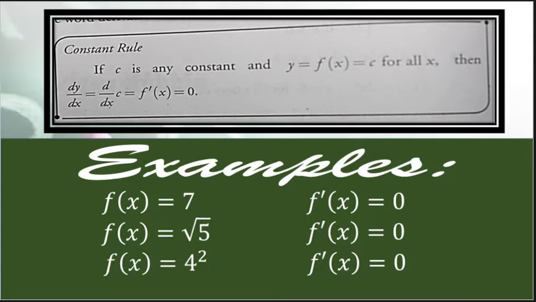Okay. Example, we have here f of x is equal to 7, and 7 is a constant. Therefore, the derivative of 7 is 0. The square root of 5 is also a constant. Therefore, the derivative of square root of 5 is also 0. And we know that 4 squared is equal to 16, which is also a constant. Therefore, its derivative will always be equal to 0.